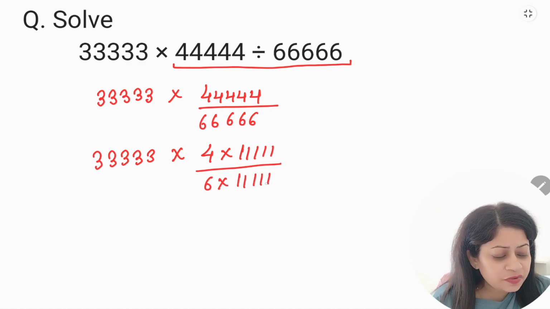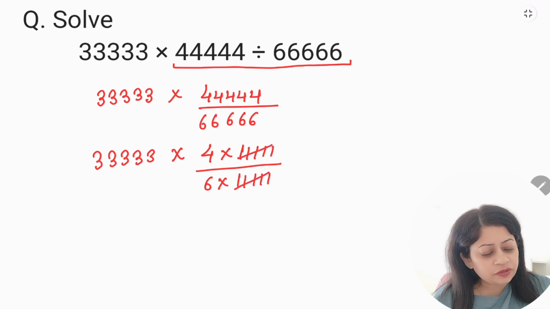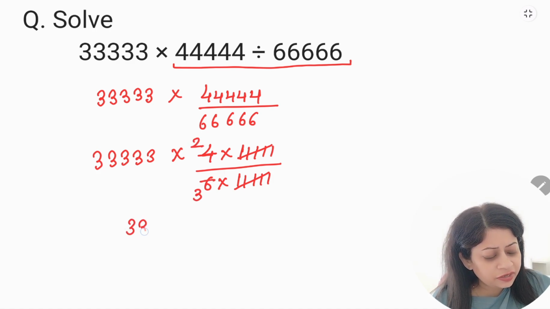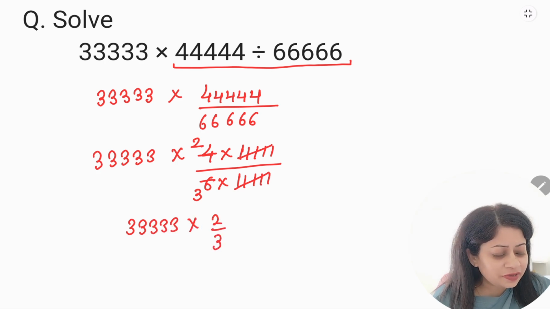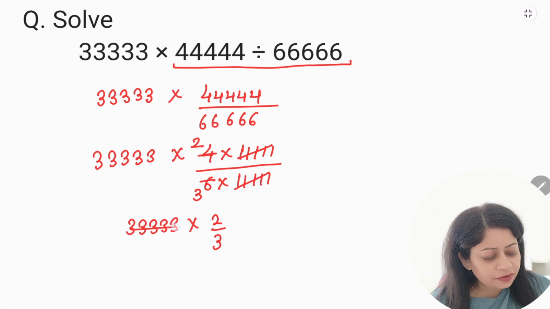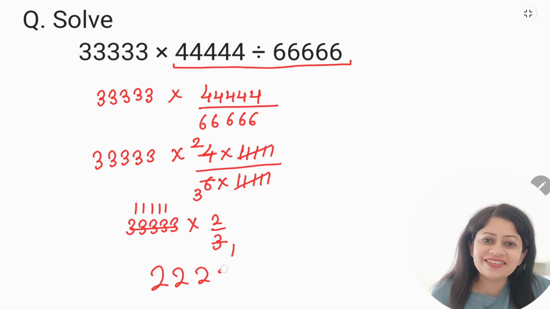Why? Because we can cancel out these two, right? So we are left with, if I solve this, 2 4s are 8, 2 3s are 6, so we are left with 33333 times 2 by 3. Now we just need to divide this by 3 and we get 11111, and if we multiply we get 22222, which is our answer, right?